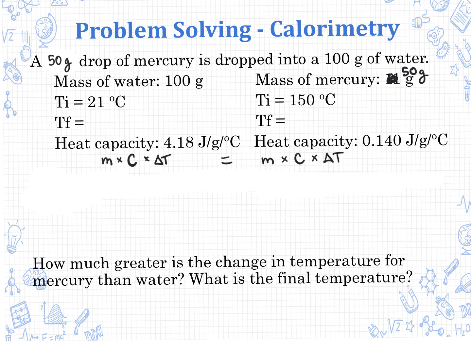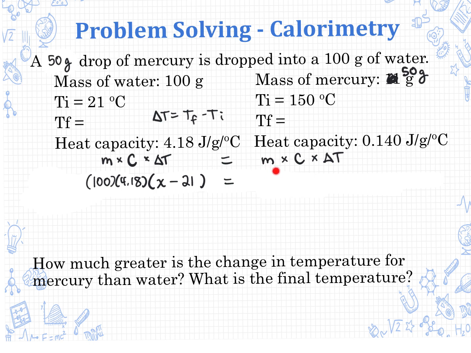The mass of water is 100 grams. The heat capacity of water is 4.18 joules for every 1 degree Celsius. The change in temperature we don't know, but I do know that change in temperature is final temperature minus initial temperature. I don't know the final temperature, so we're just going to call that X, or you can call it TF if you like. And the initial temperature is 21 degrees Celsius for the water, which was just given to me. And on the other side, this is the energy of the mercury.